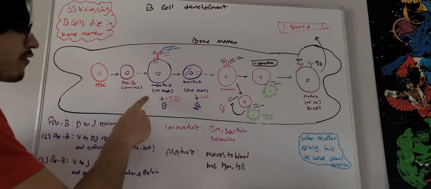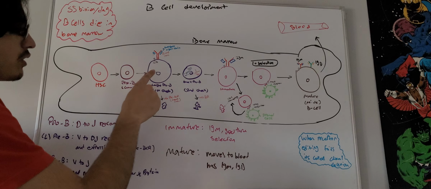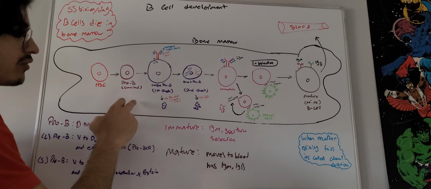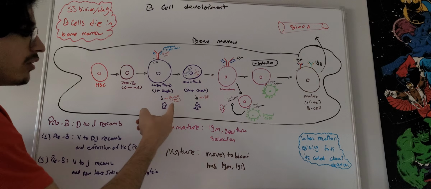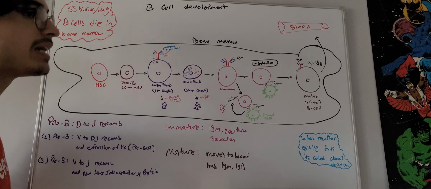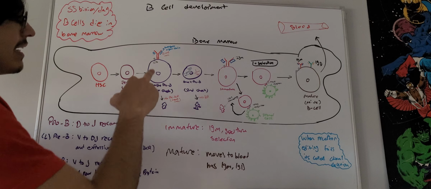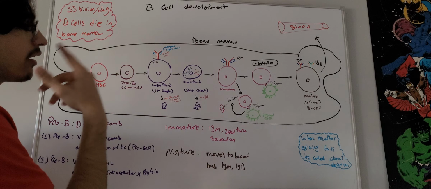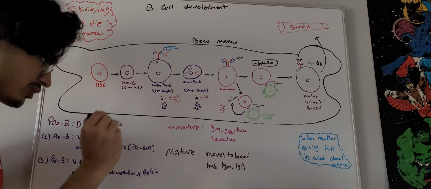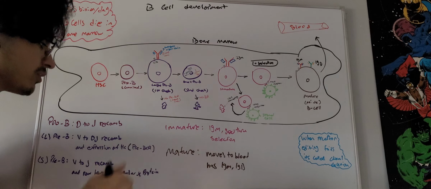Now, the first checkpoint is this. If you cannot make a pre-BCR, okay, so if you cannot make a pre-B cell receptor, especially that heavy chain, or if you can make it, however, it doesn't work, then that can lead to apoptosis, okay, that can lead to apoptosis.